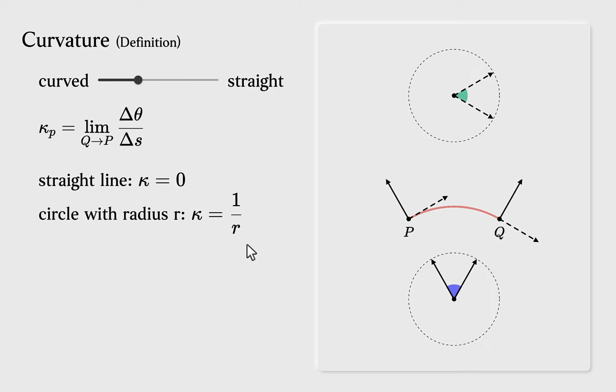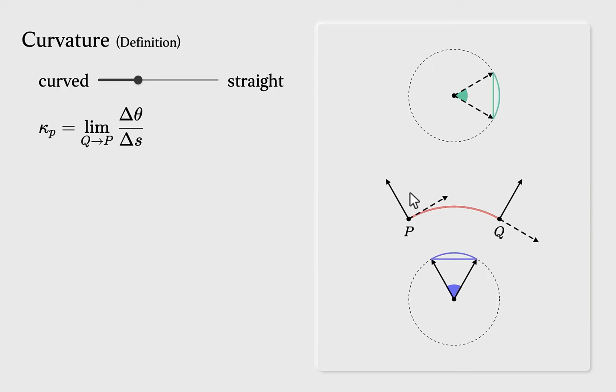It's because when we were walking on the line, there is no angle changed, so the limit will equal to 0. When we were walking on the circle, the length is equal to the radius multiply theta, so the limit will equal to 1 over radius.